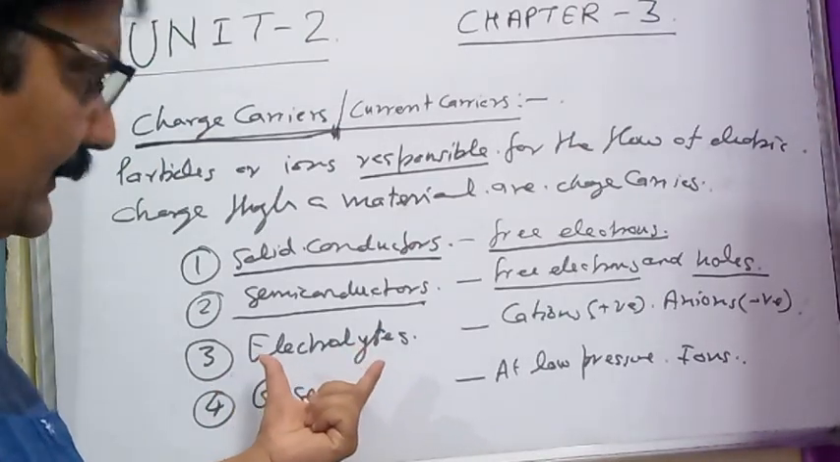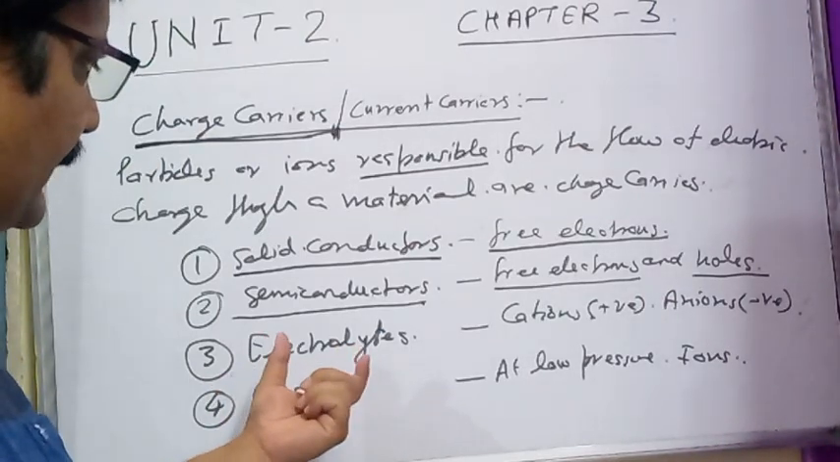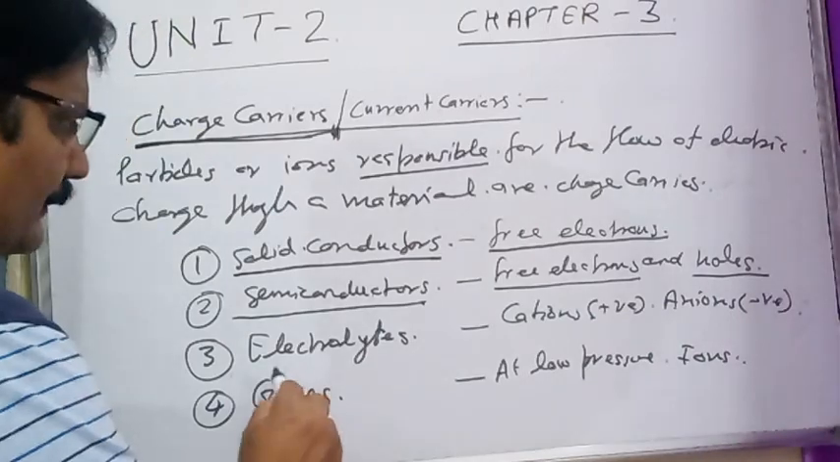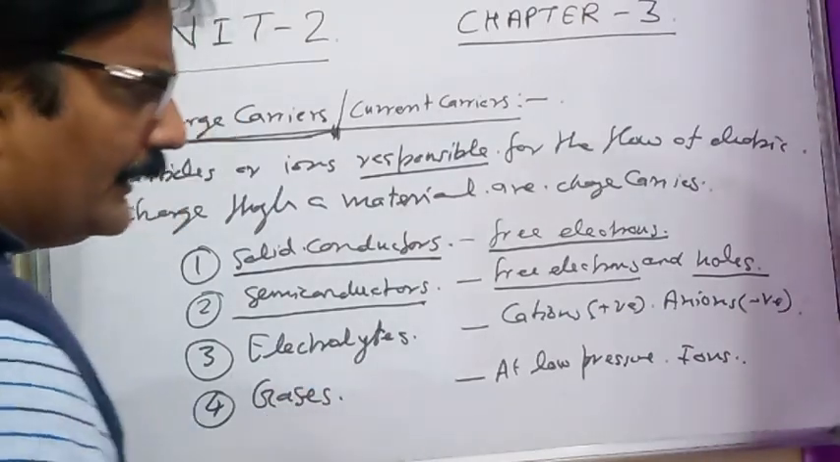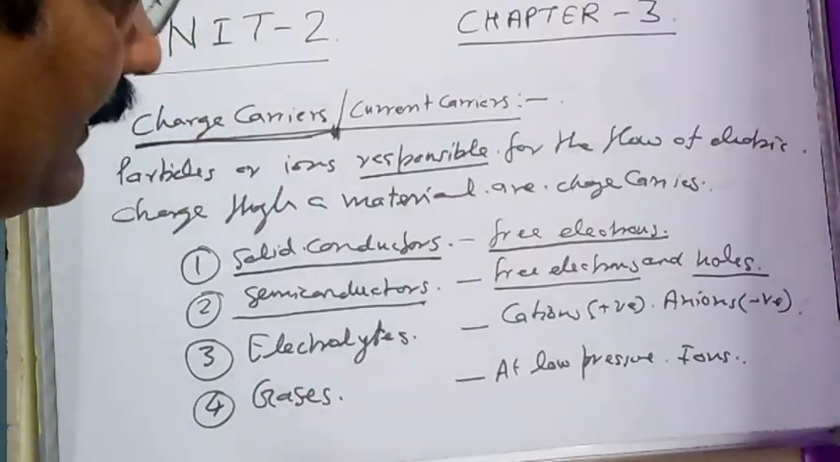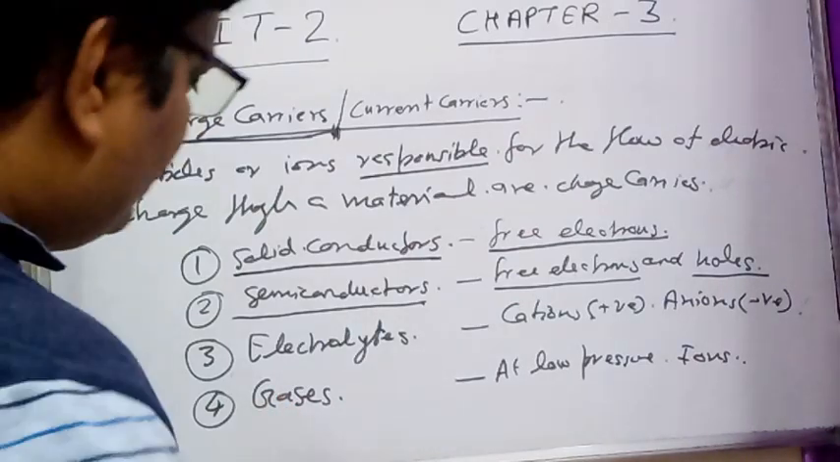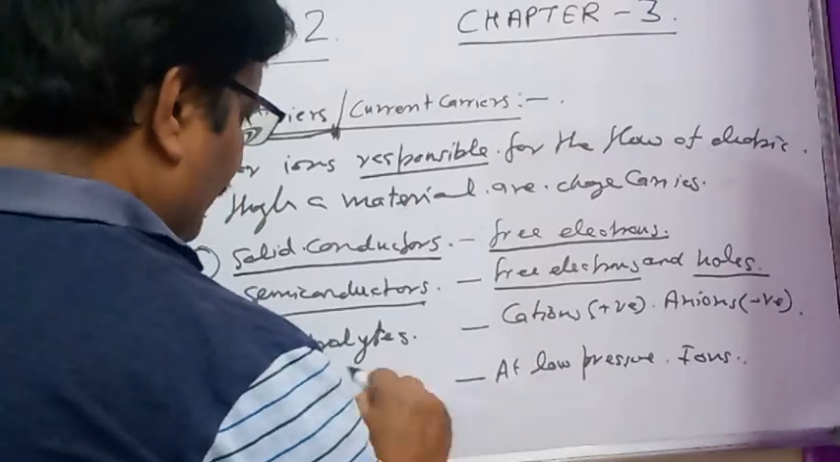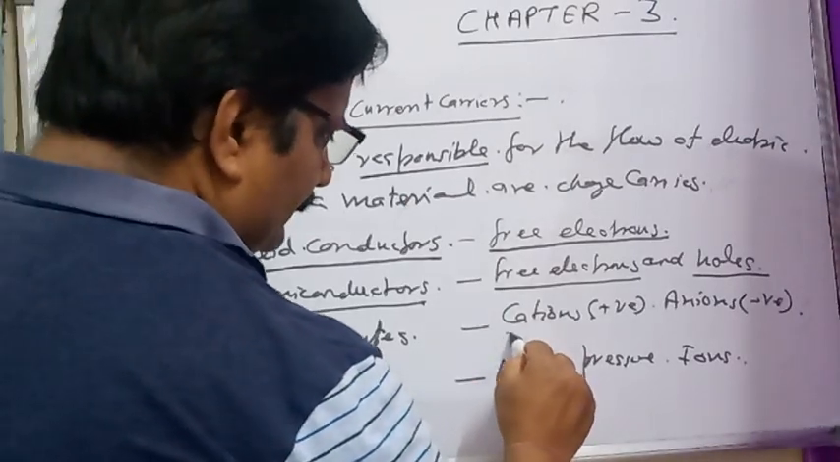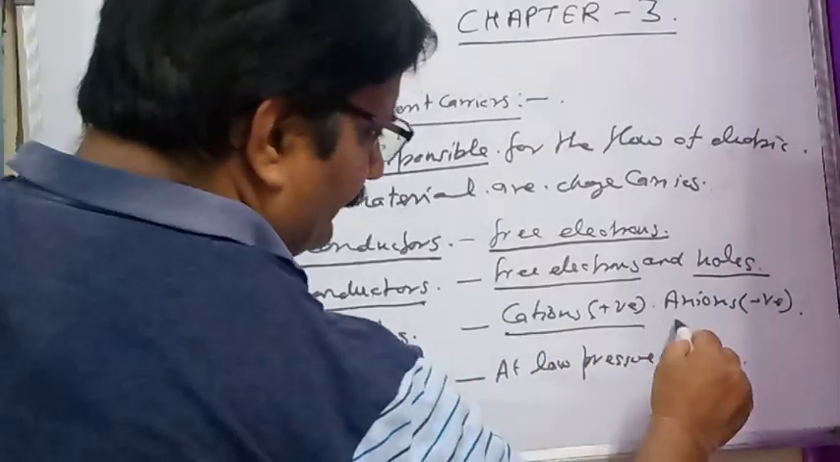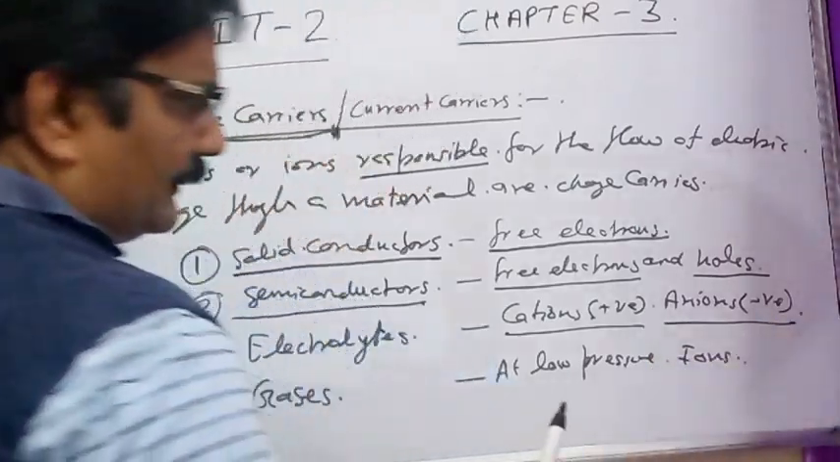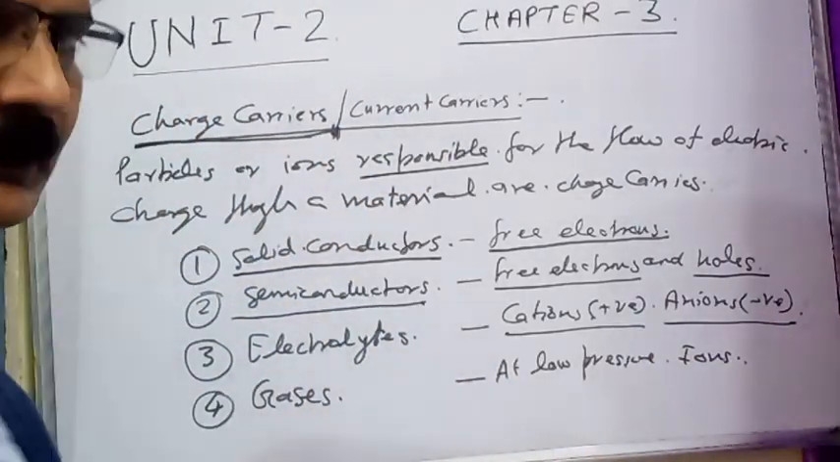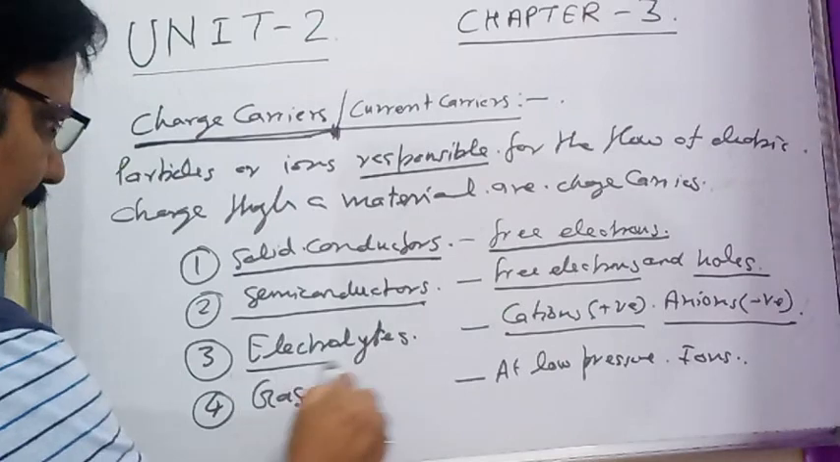Third is electrolytes. In case of aqueous electrolytes, electric current can flow. For example, aqueous solution of NaCl is a good conductor of electricity, and charge carriers responsible for the electric current in case of electrolytes are basically cations or positive ions and anions or negative ions. These two are responsible for the flow of electric current in case of electrolytes.